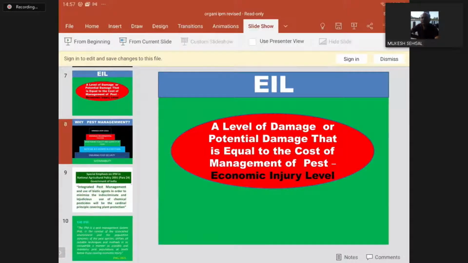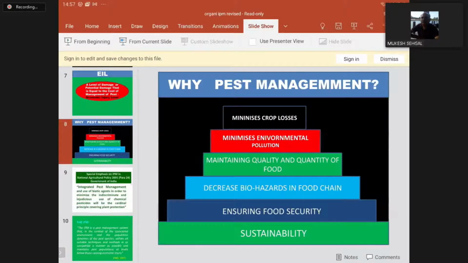So now, why is pest management to be dealt with? There are many things to consider: to minimize the crop losses, minimize the environmental pollution, maintain the quality and quantity of the food, decrease biohazards in the food chain, and ensure food security. And the most important is sustainability, one of the most important factors here. So by looking at all these, people started doing pest management.